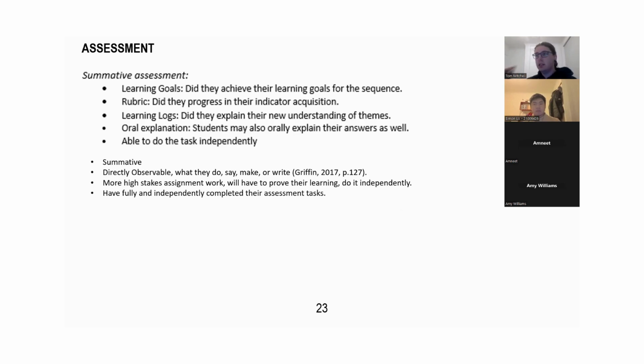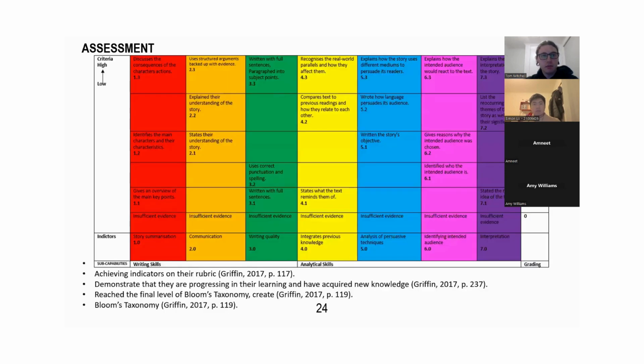So this is, again, going with the gradual release of responsibility, they will, at this point, having been shown how to do it with me, now show that they know how to do it on their own. They have fully completed their assessment tasks. So this will be the rubric that they're covering. In order to show that they're progressing, they will have achieved more indicators on their rubric.